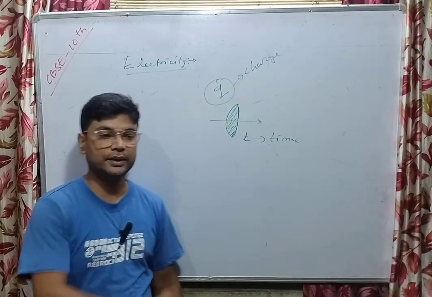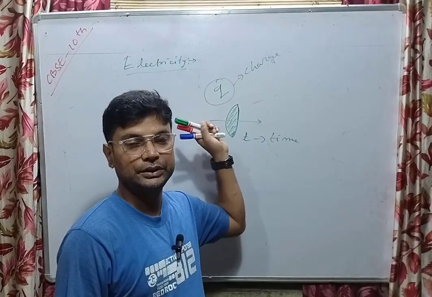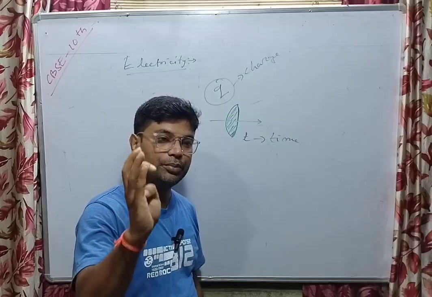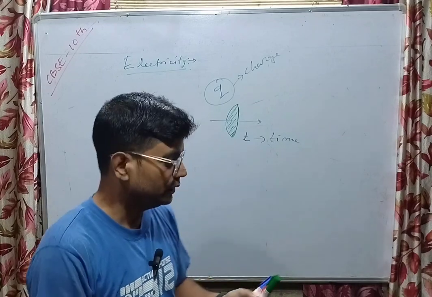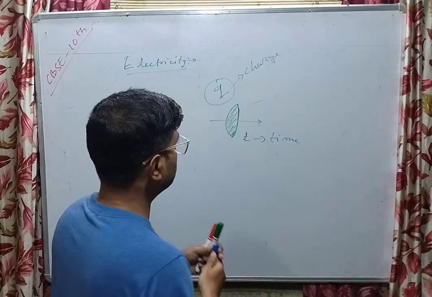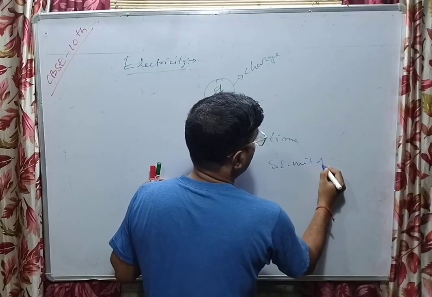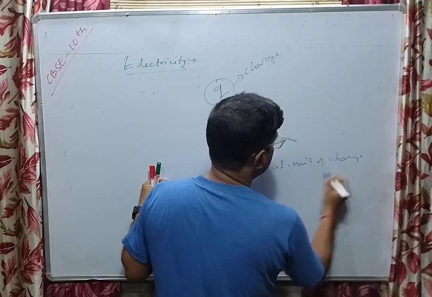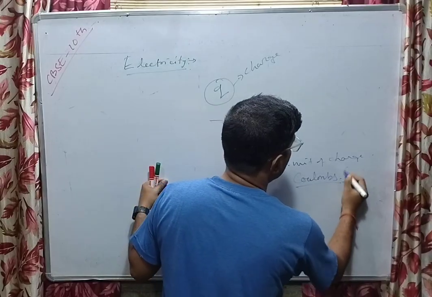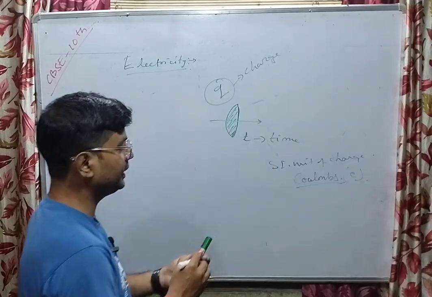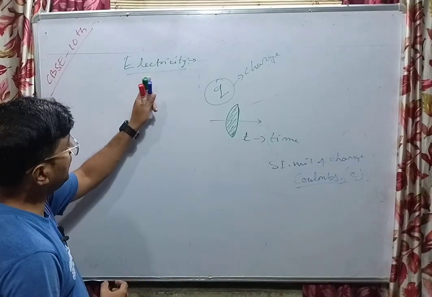Another factor you must understand: electrons and protons are the charged particles in the whole universe. And you must know the SI unit of charge is coulomb. The SI unit of charge is coulomb, which is simply represented by capital letter C. Okay. Now come to the point, electricity.